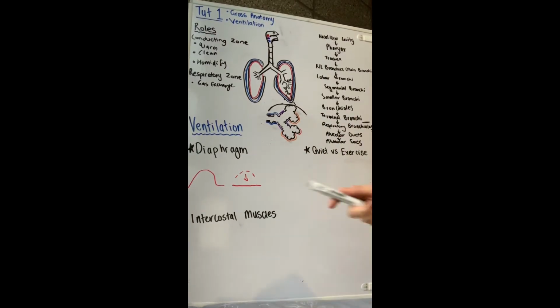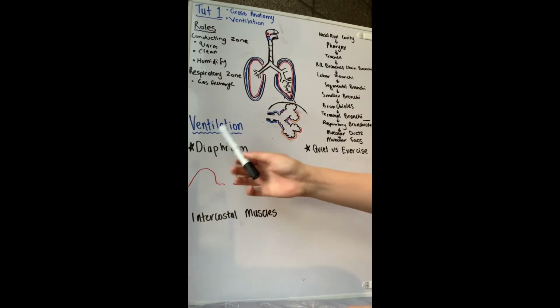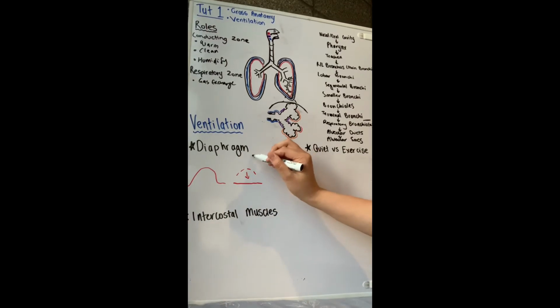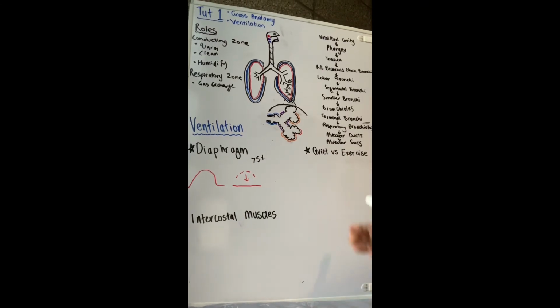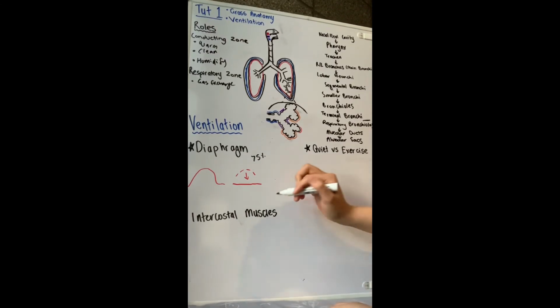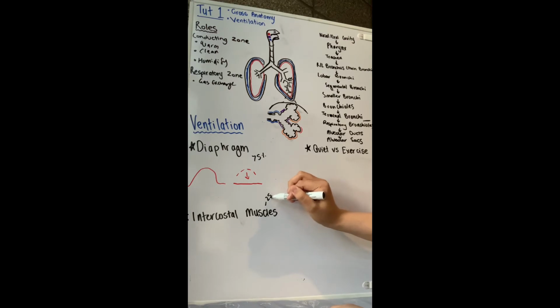And because so much space is generated by the diaphragm, it accounts for 75% of basically ventilation, because it brings in the most of the air. So from that math we can figure out the intercostals do 25%.